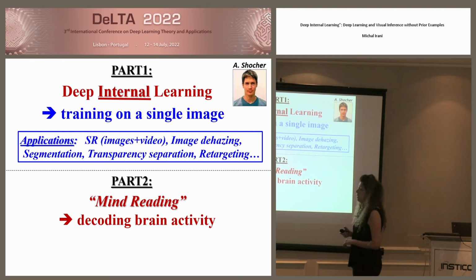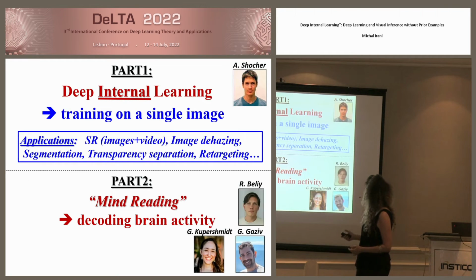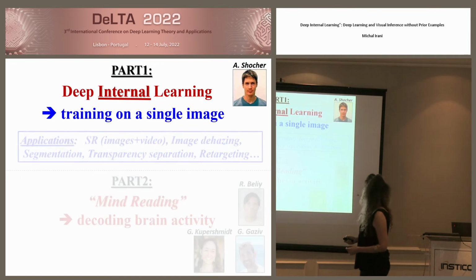In the first part, the main driving force behind the work I'll show you is my former PhD student, Asaf Shocher, who's now a postdoc at Berkeley with Alyosha Efros. And in the second part of my talk, there are three main people behind the work that I'll show, Roman Bailey, Guy Gaziv, and Ganit Cooper-Schmidt. So let's start with the first part.